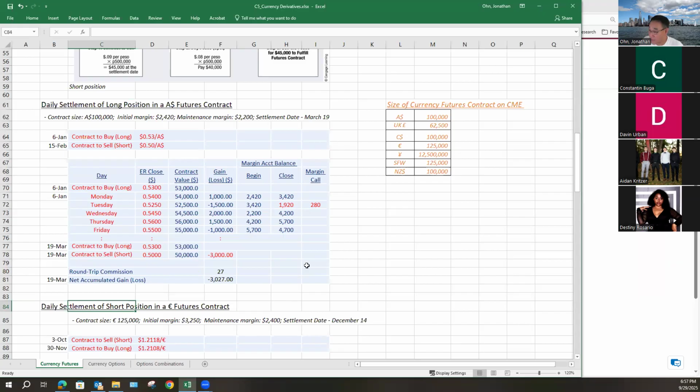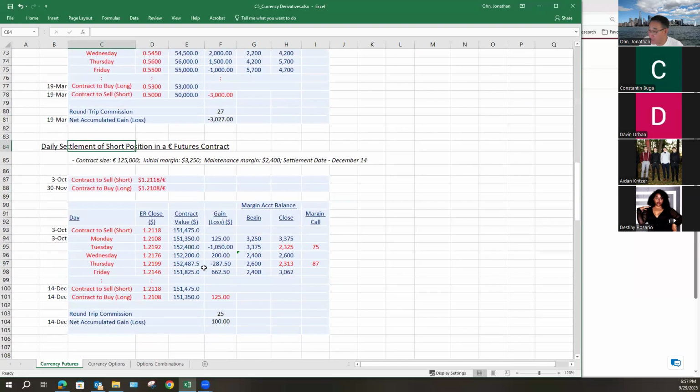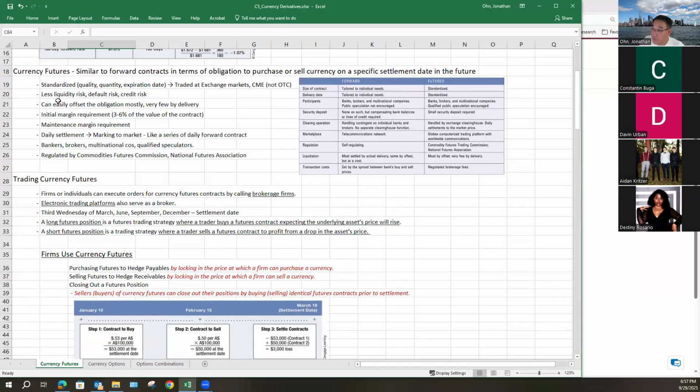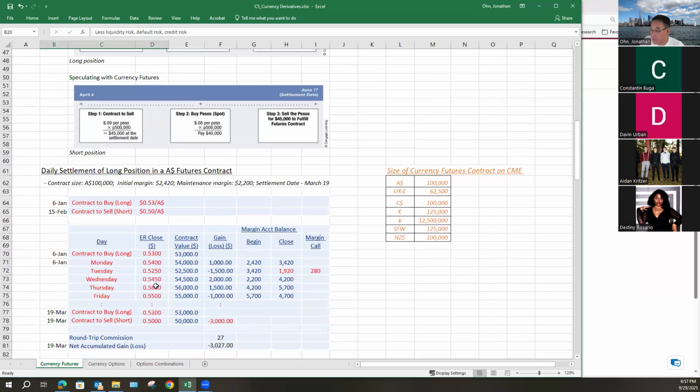This process of daily transaction or daily settlement is called marking to market. That makes the whole futures contract transaction safer by eliminating this risk.